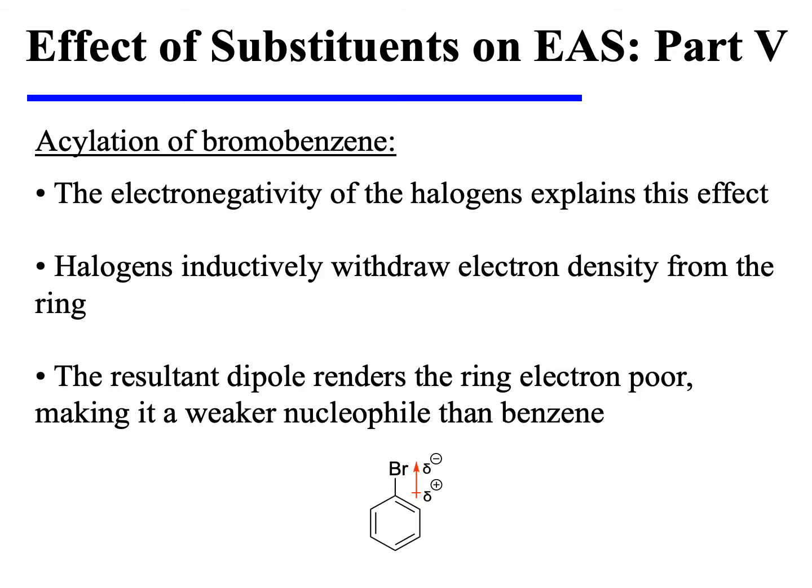The electronegativity of the halogens explains this effect. Halogens inductively withdraw electron density from the ring. The resultant dipole renders the ring electron poor. Notice that the partial positive side of the dipole is on the same side as the aromatic ring. And the fact that the ring is electron poor means that it will be a weaker nucleophile than benzene, and it will perform an EAS reaction more sluggishly than benzene does.